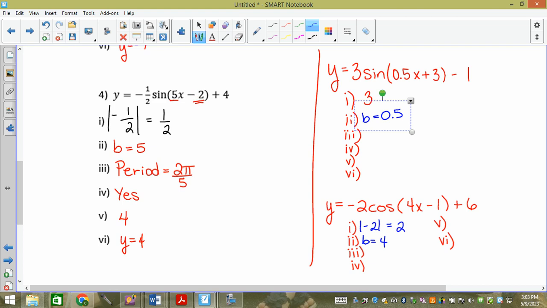Then we use our B to get our period, correct? So the period of this one equals 2 pi divided by 0.5. You don't need to memorize it. It's on your formula sheet, right? But when we type it in without the pi, what's 2 divided by 0.5? 4 pi. And this one, the period, is 2 pi divided by 4, which reduces to pi over 2.